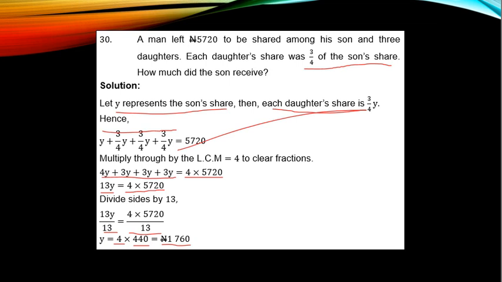Okay, all right, the amount of money that the son received. Assuming you were asked to find how much each daughter received, you multiply 3/4 by the amount of the son's, that is 1760, and you get what each daughter got. But this question is how much the son received. So we stop there. Okay.